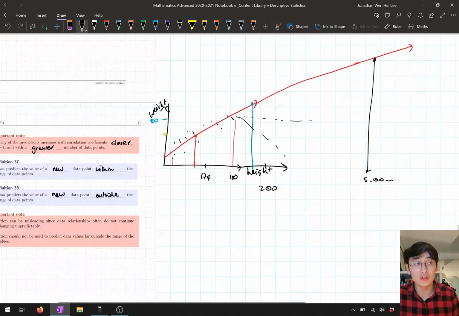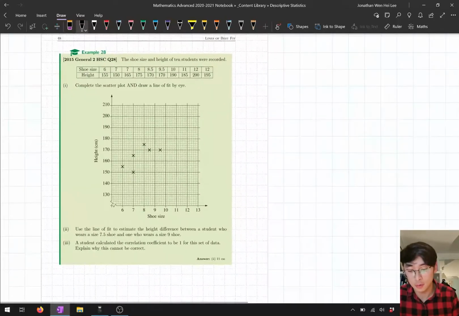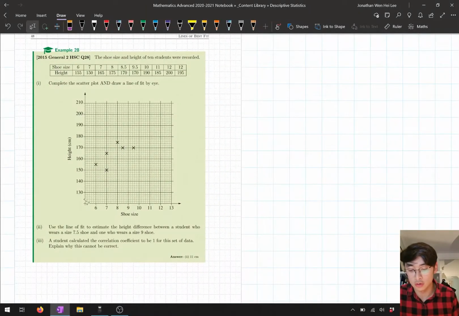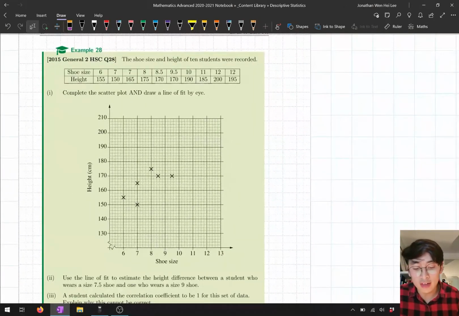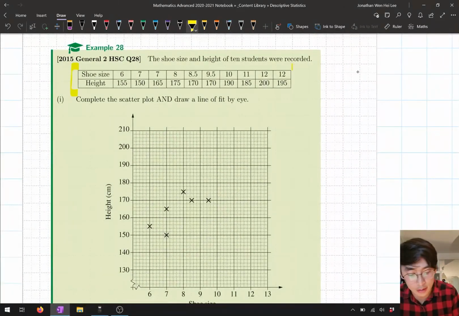Okay, so let's go through an example of this. This is example 28, which is from the 2015 General 2 HSC paper, question 28. The shoe size and height of 10 students are recorded. So here are the shoe sizes and heights in the table here, and we're going to be using this for the following questions.